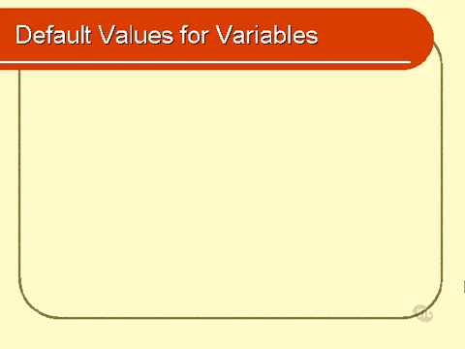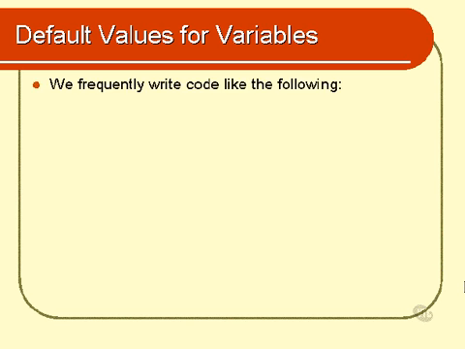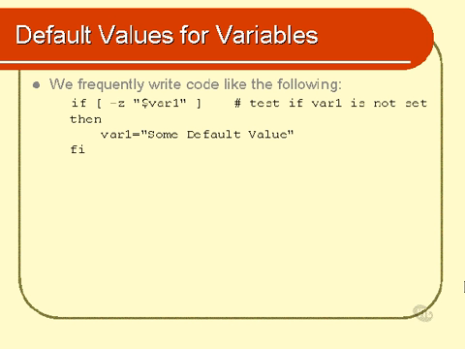This module describes a simple shortcut that you can use for setting default values for variables. Now, you often find yourself writing code that looks like the following. Test to see if a variable is set. In this case, test to see if var1 is set. Or in this case, test to see if it's not set. And if it's not set, then set it to its default value. We frequently need to do that.